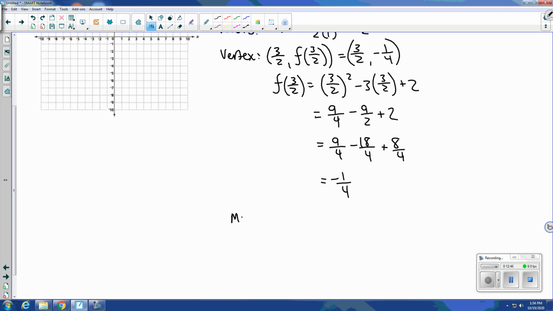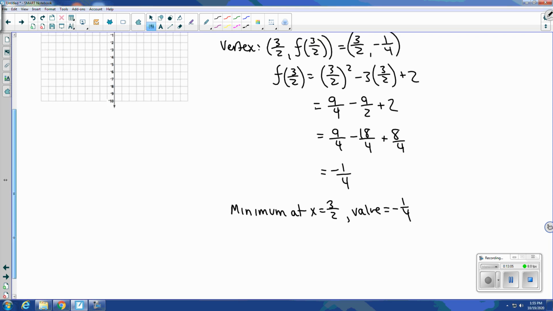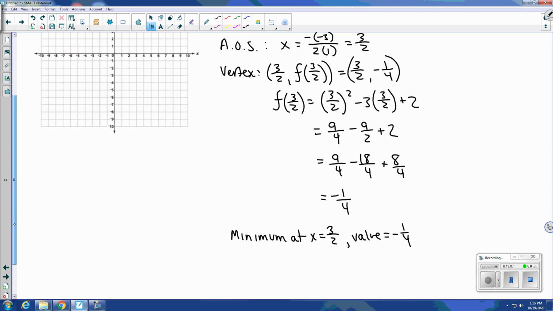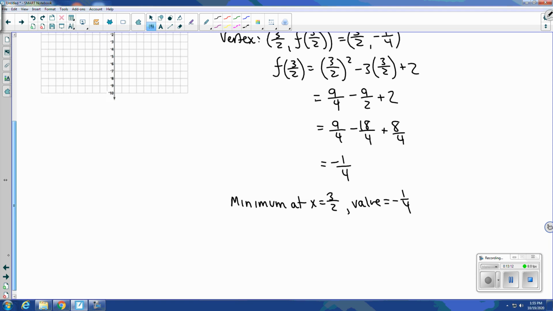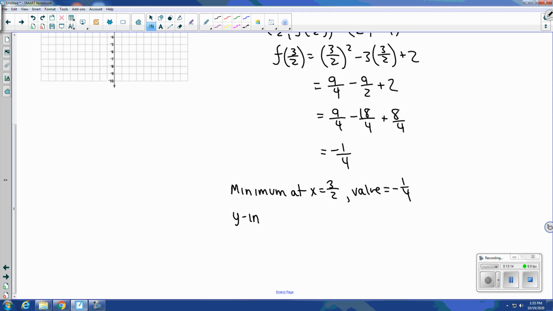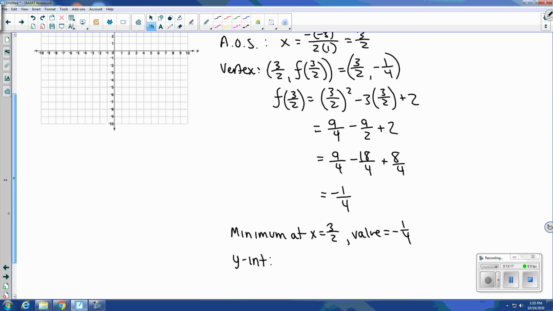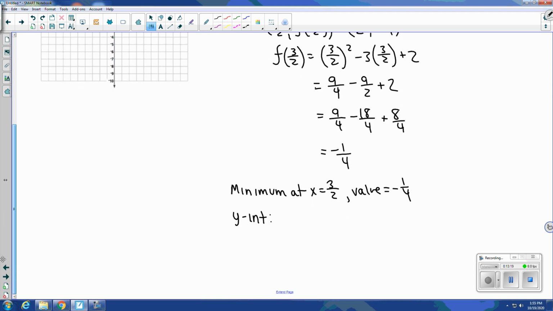We're going to have a minimum value at x equals 3/2. That value is equal to negative 1/4. So the smallest value this function outputs is negative 1/4. That's what that minimum is telling you. The lowest value this function will output is negative 1/4, and it occurs when x is 3/2. Let's do the y-intercept. It's whatever our c value is, or when x is equal to 0, which is 2. Let's plot some points.